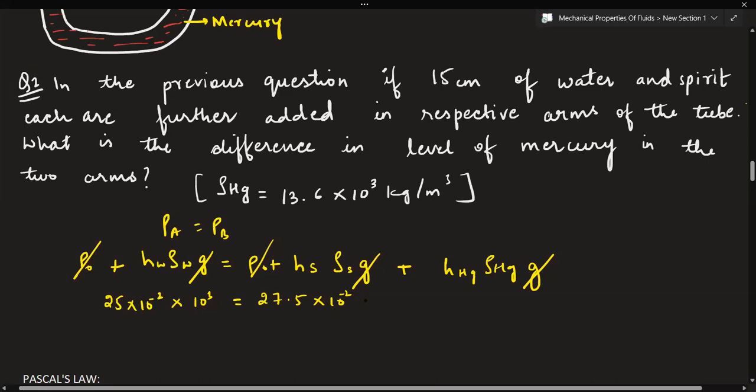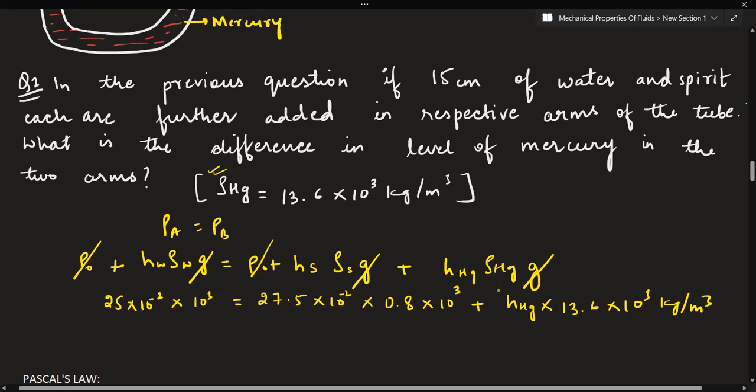Now the density for the spirit, which you have already calculated in the previous question. This was the question. So now you already have the value. What was the value that was coming? The relative density of the spirit. That was 0.8. Exactly. So now to convert it into SI unit, you multiply it by 10 to the power 3. Plus height of Mercury. This is the unknown variable which we have to calculate, into density of Mercury, which is already provided to us in the question, or you remember this as well, along with the water's density. This is 13.6 into 10 to the power 3 kg per meter cube.